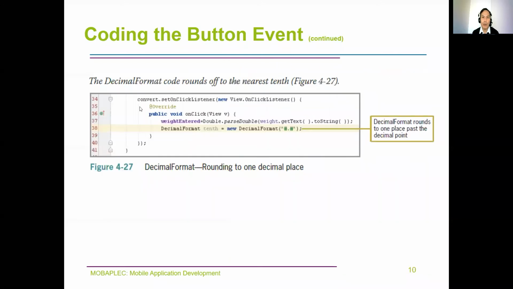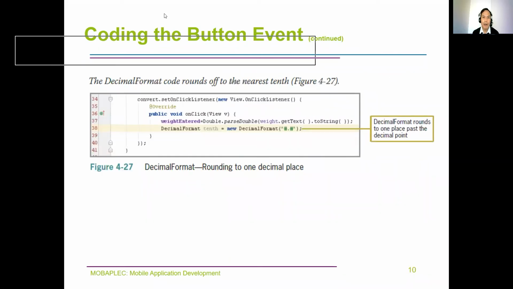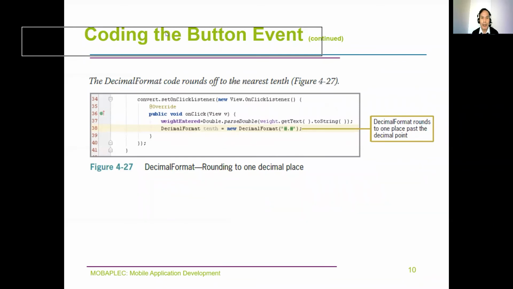Next, here we have the decimal format code that rounds off to the nearest tenth, meaning the decimal format rounds to one place past the decimal point. So we can use DecimalFormat here. Take note, it is case sensitive: capital D, then Decimal, no spaces, then F for Format, then the variable, tenth, equal to new DecimalFormat, then open and close parentheses.